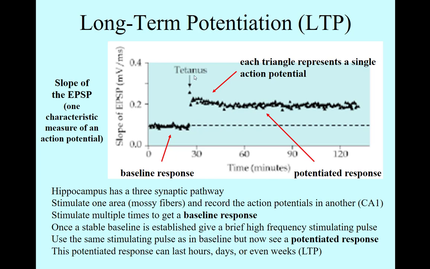Then you give what's called a tetanus, or a high frequency train, to stimulate repeated stimulation as you would see in the Hebbian synapse. And then you give the same 5 millivolt pulse and you get what's called a potentiated response. This is evidence that the synapse is now more efficient. The same stimulus creates a more steep slope and a quicker transition to an action potential. Okay? So this is what we call long-term potentiation.